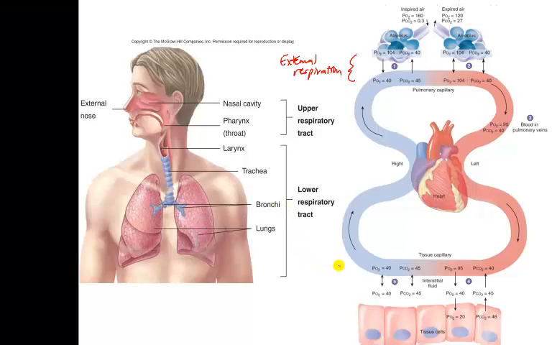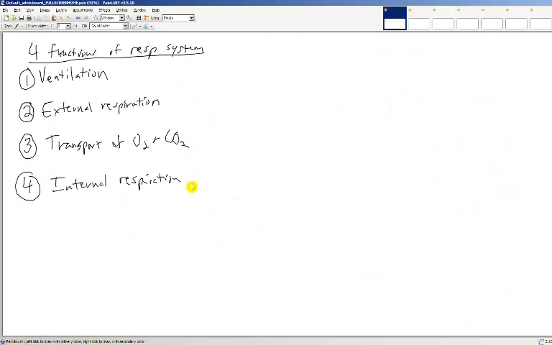Okay, so it's basically this process down here. That's the process of exchanging gases between blood and tissue. So where do the gases go? Oxygen goes from blood to tissue. CO2 goes from tissue to blood. Okay, so those are basically the four functions that are necessary for the respiratory system to be doing its work.